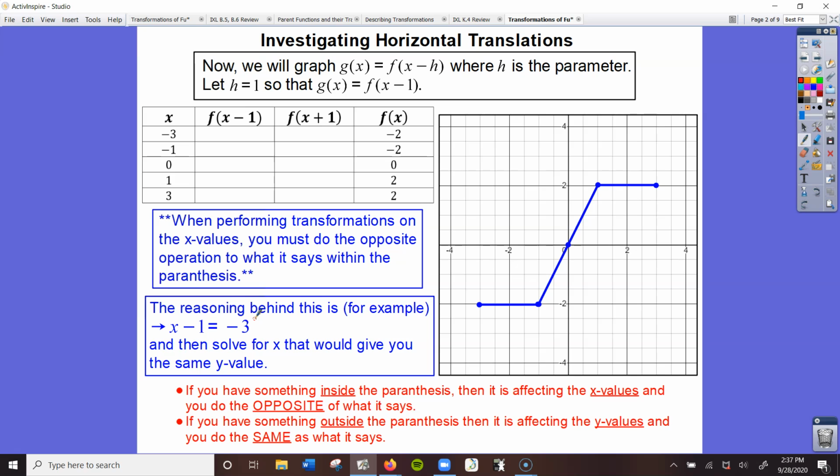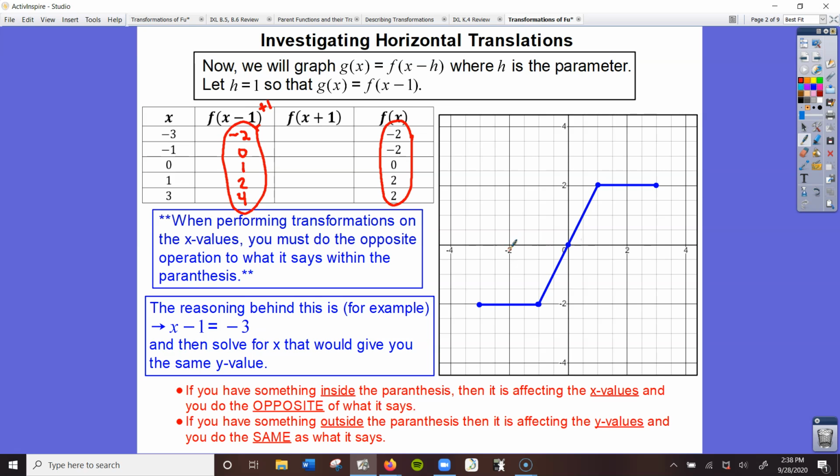Sometimes this is kind of hard to understand. So bottom line, whatever is inside the parentheses, whatever you're going to apply to the x, we do the opposite of what the parentheses says. So instead of -1, we are going to add 1 to all of these x values. And if we do that, this column will read -2, 0, 1, 2, and 4. So now I'm going to go ahead and graph these x values with my original y values since I did not touch those y's.